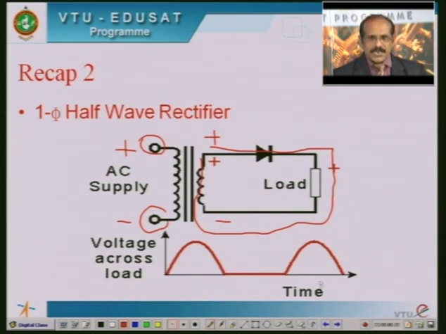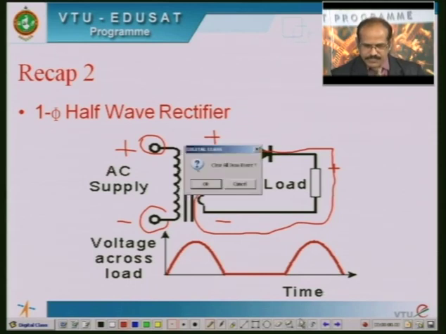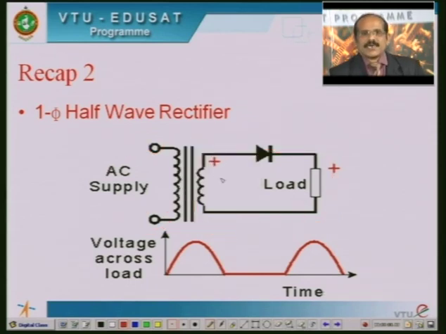Whereas, during the negative half cycle, the potential of this terminal will be negative, and the potential of this terminal will be positive. Accordingly, it induces a step down voltage having minus plus potential here. Now the anode of the semiconductor diode is at negative potential, whereas the cathode is at positive potential. Therefore the diode is said to be reverse biased.